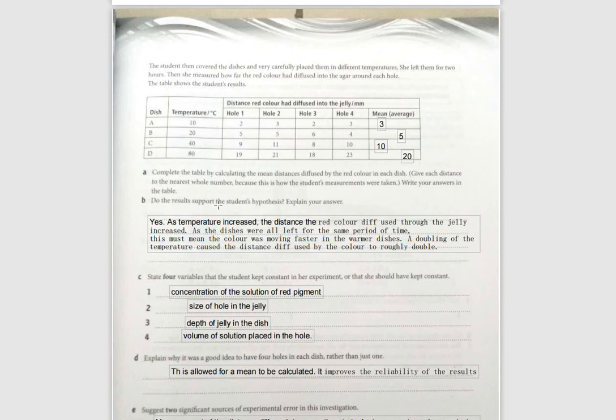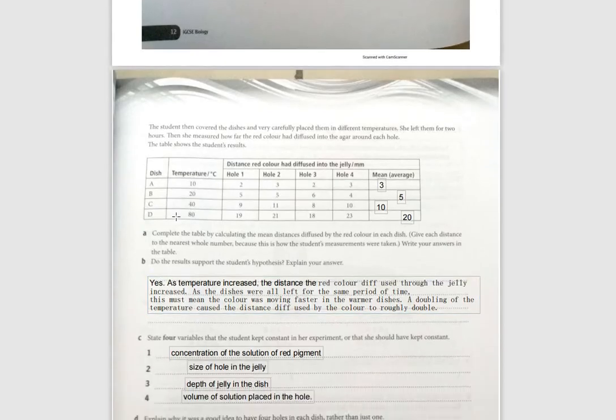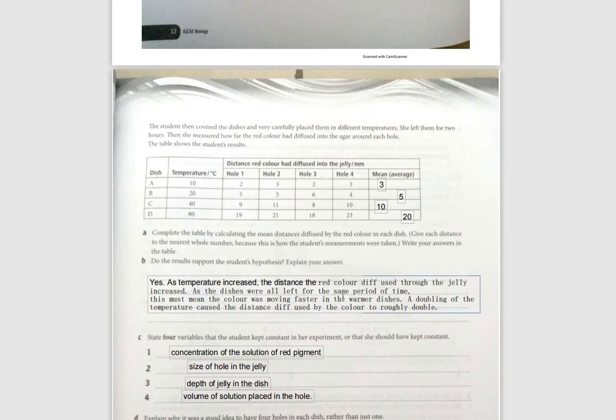Now part B. Do the results support the student's hypothesis? Of course it does. Why? So if you see over here, as the temperature increased, the distance the red color diffused through the jelly also increased. As the dishes were all left for the same period of time, they were all left for 2 hours, okay, so this means the color was moving faster in the warmer dishes. So as you can see, at 80 degrees Celsius it was 90 millimeters, with 10 degrees only 2 millimeters.